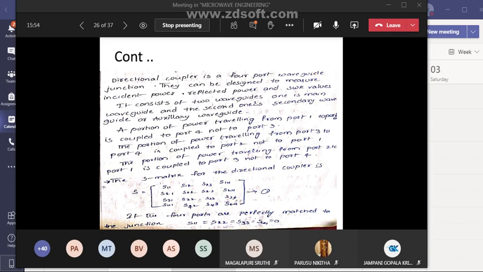If the 4 ports are perfectly matched to the junction, we can say that S11 equals S22 equals S33 equals S44 equals 0.